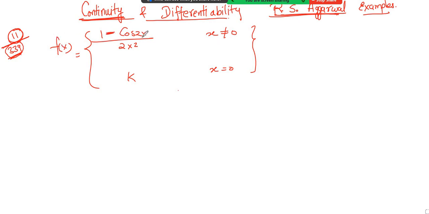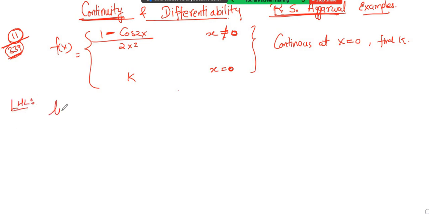f(x) is (1 minus cos 2x) by 2x square when x is not equal to 0, and when x is equal to 0, then the value is k. They have given that it is continuous at 0, so you have to find k. To solve it, we need LHL and RHL.